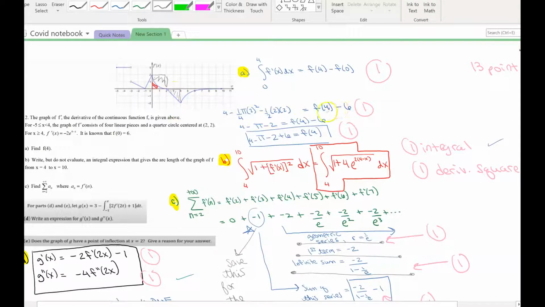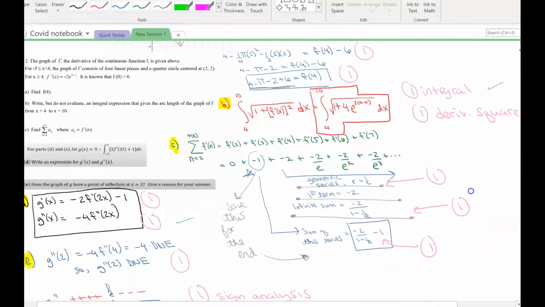This is going to equal f of 4 minus 6. F of 0 was 6. You add 6 over, and you're done, okay? 3 of you got this, and then you made errors in your addition, which is why you stop here, okay? If you go further than that, you're going to make errors in your addition, and you're going to be penalized. Stop here, okay? Question B, universally not a problem, okay?